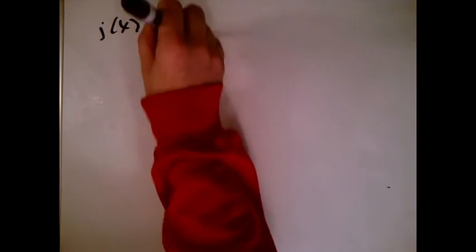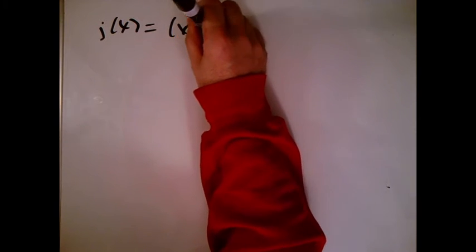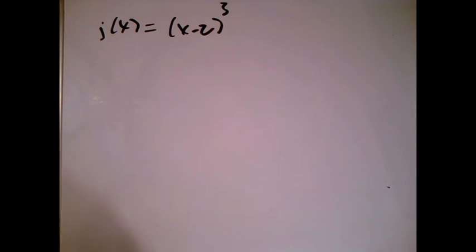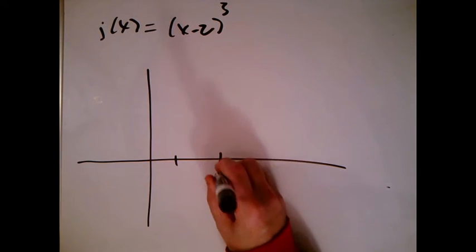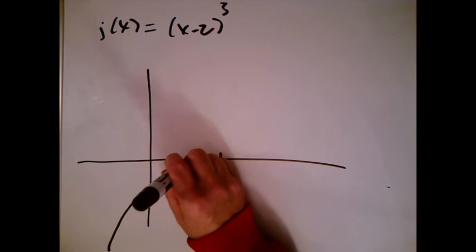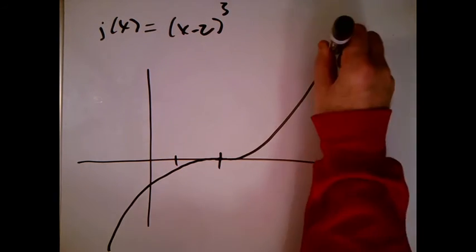Let's look at the next one on our list. The next one, and again, is a little simpler. That's j of x equals x minus 2 cubed. Now, we know what that looks like. That looks like x cubed moved 2 to the right. So let's just go like this. I know it's going like this. I know it goes very, very horizontal, very, very horizontal, and then it goes back up.